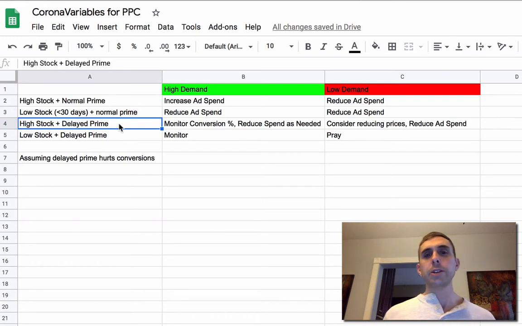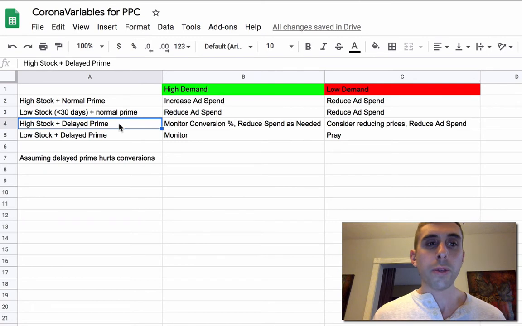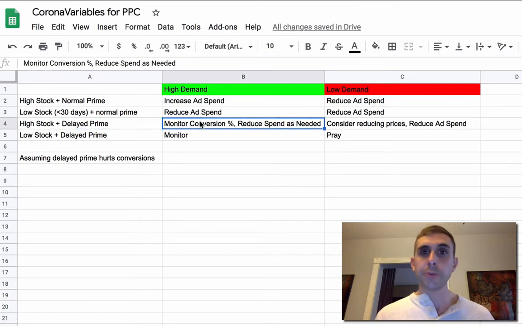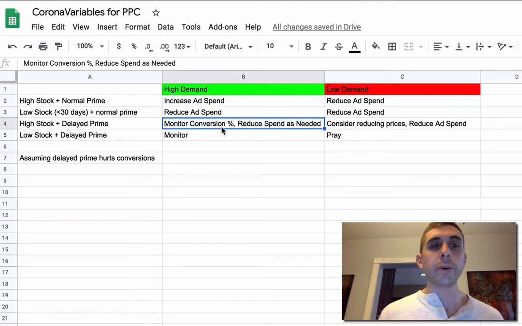So I want you to make sure that you monitor that situation to see whether or not it's worth continuing to be aggressive on your PPC or not. You may want to reduce your ad spend if you've noticed your conversion rate is going down.